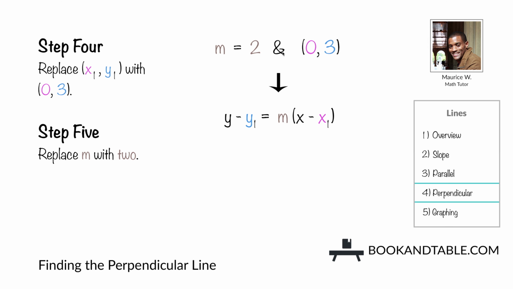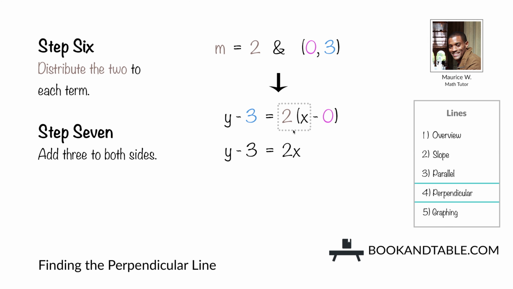And we are given the point on that line, which is 0, 3. So we combine the slope with the point given in point-slope form. And now we can figure out the equation of the line that we are looking for. So step 4, replace x1 with 0 and replace y1 with 3. Then step 5, replace m with our slope of 2. Now we have all the information we need for that perpendicular line.